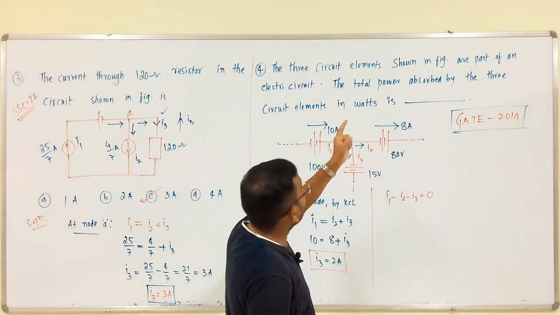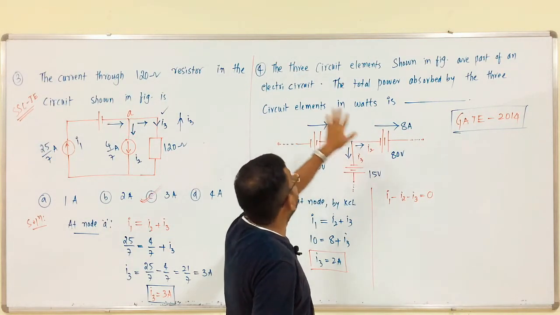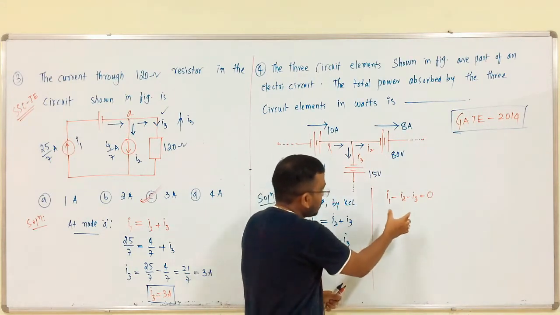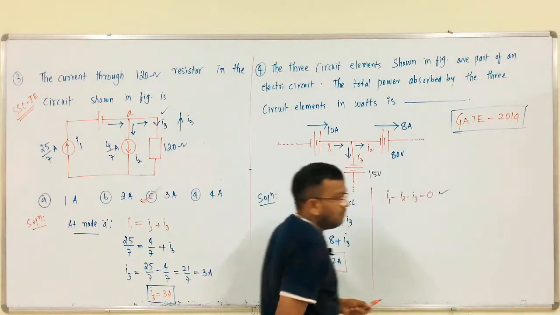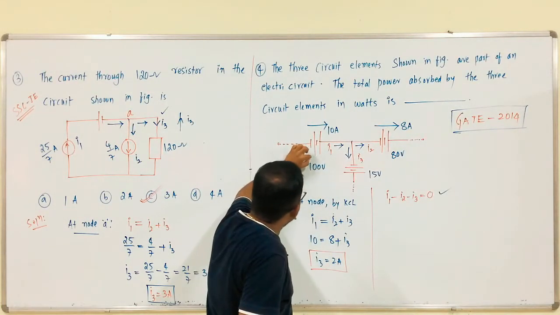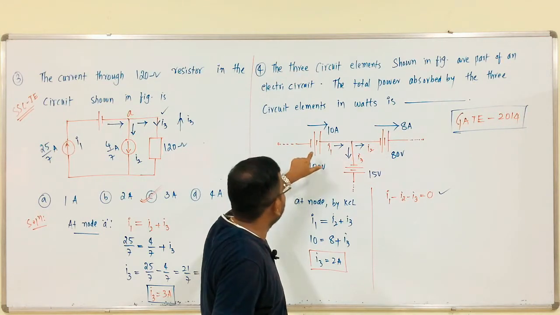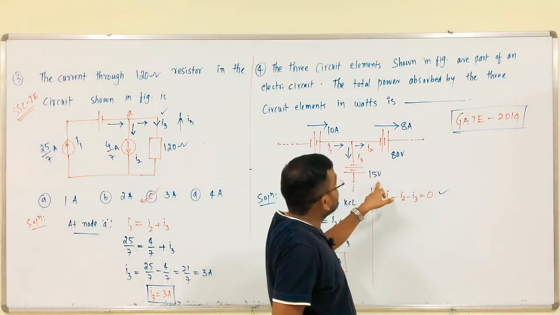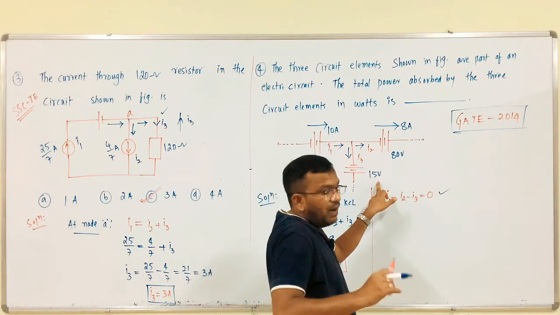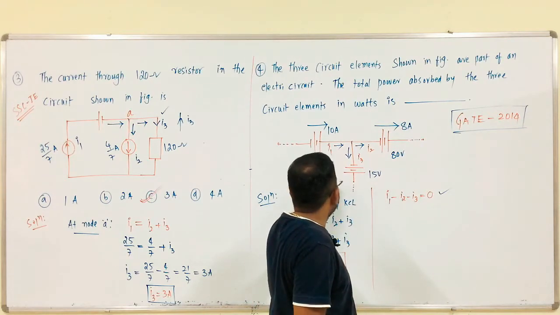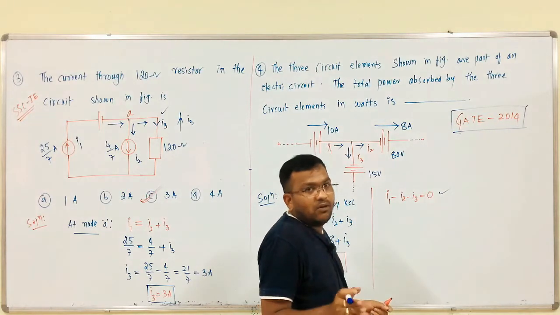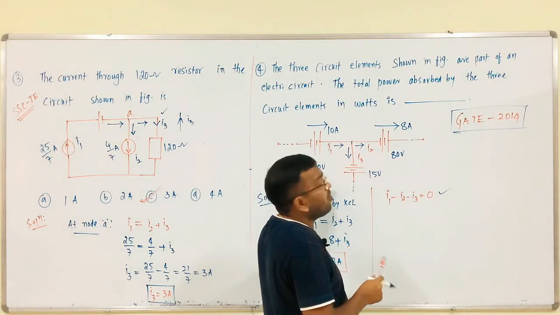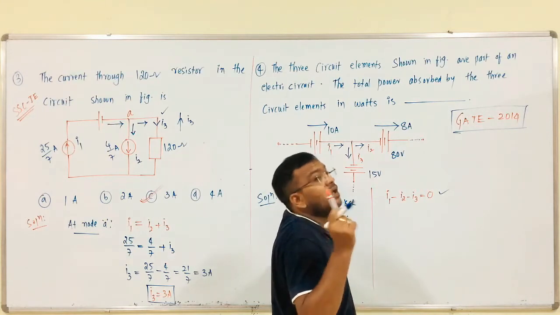But he wants the total power absorbed by the 3 circuit elements in watts, but the total summation of currents is 0 at this node, that is KCL. But see the voltage source values. For the first voltage source the value is 100 volts, here it is 80, here it is 15. So if we multiply with voltage and current, the summation need not be equal to 0, because these voltage source values are different.